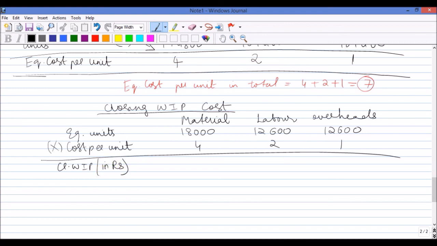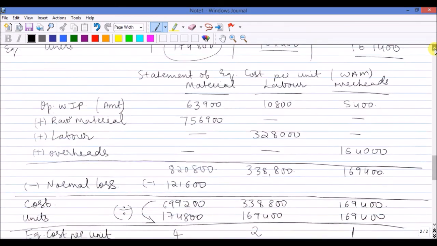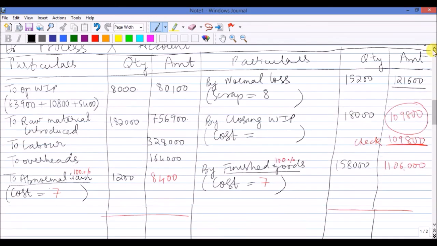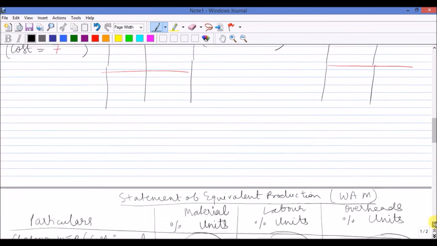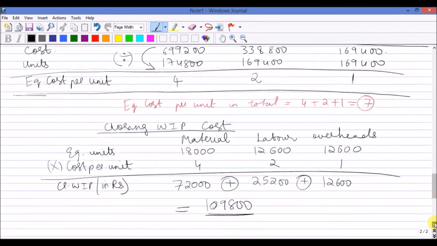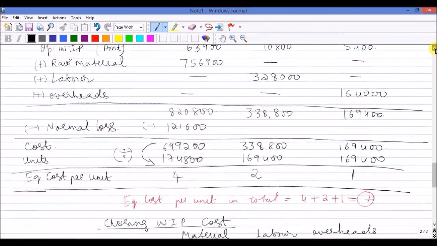So 18,000 into 4 is 72,000. Okay, then 12,600 into 2 is 25,200, and 12,600. So I'm going to add all these three: 72,000, 25,200, 12,600. So 109,800 is what I'm getting. So what should I have found here is 109,800, and I'm getting this also, same only, no? Okay, 109,800. So we are done with the sum, friends.